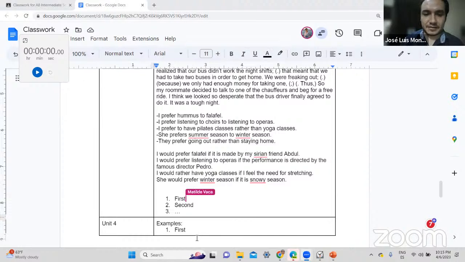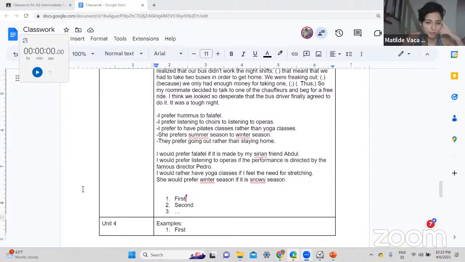Okay, I prefer hummus to falafel. I prefer listening to choirs to listening to operas. I prefer to have Pilates classes rather than yoga classes. She prefers summer season to winter season, and they prefer going out rather than staying home.